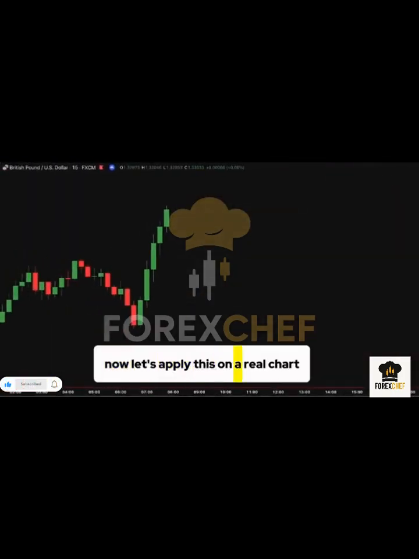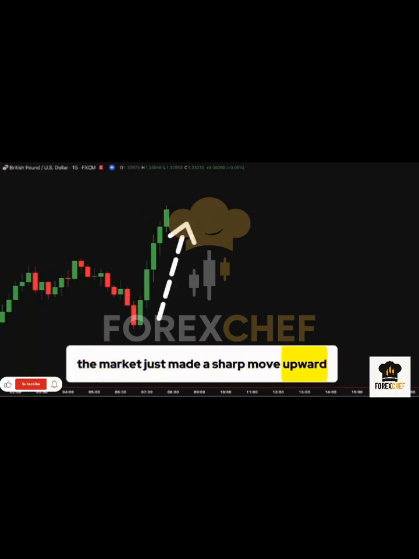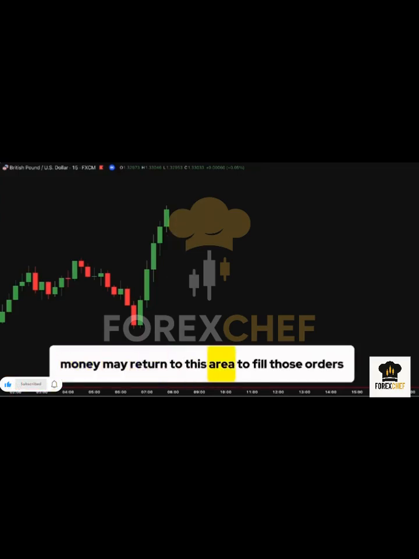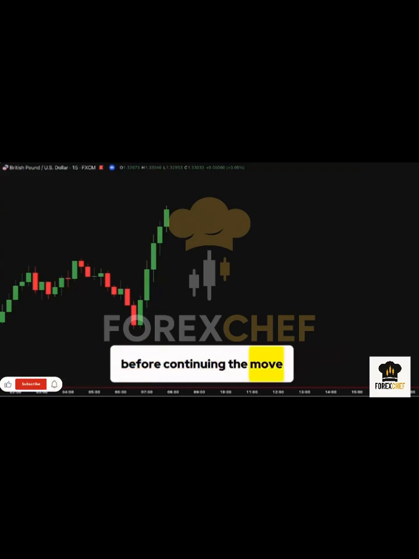Now, let's apply this on a real chart. We're looking at the British pound US dollar 15-minute chart. The market just made a sharp move upward, creating an imbalance zone. Why is this important? Because strong one-sided moves often leave unfilled institutional buy orders behind. Smart money may return to this area to fill those orders before continuing the move. But is this a high probability demand zone? Let's apply the 3 filters.